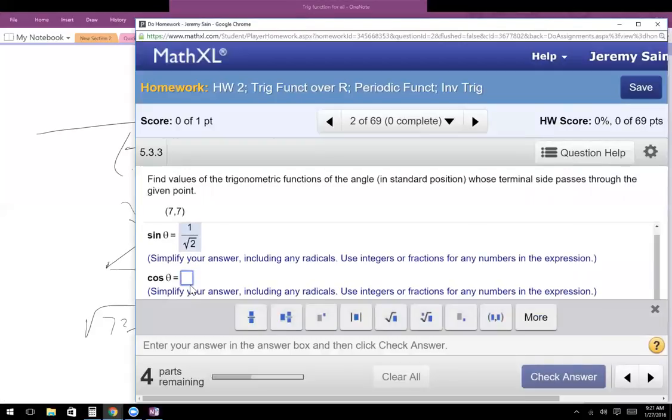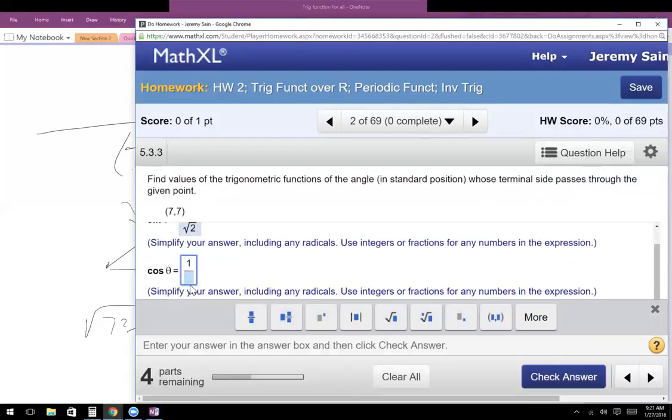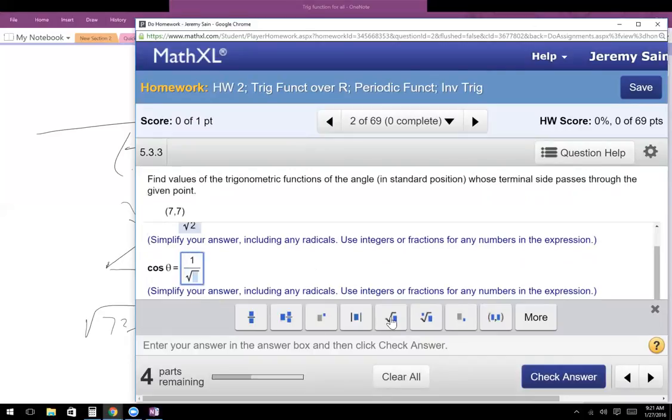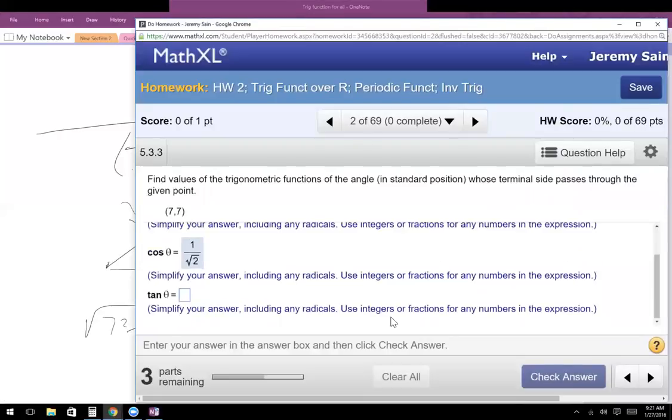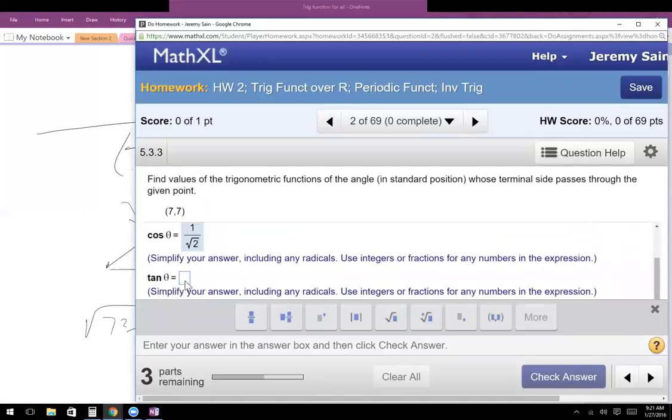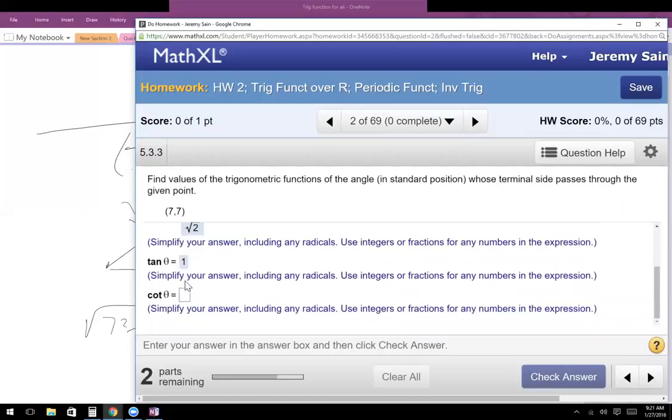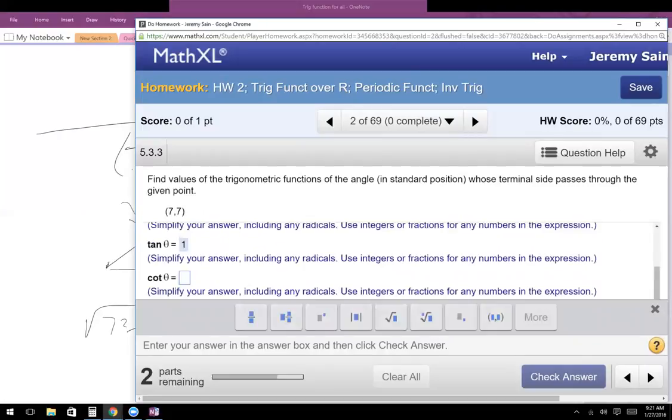So 1 over, might be faster just to actually hit the button. Normally I type faster than a mouse, but okay. The tangent, well, it's going to be y over r over x over r, but the r's will cancel. So it's still just y over x. So that one's kind of nuts. So what's 7 over 7? 1. Boom. All right, cotangent is 1 over tangent. So that would be 1 also.